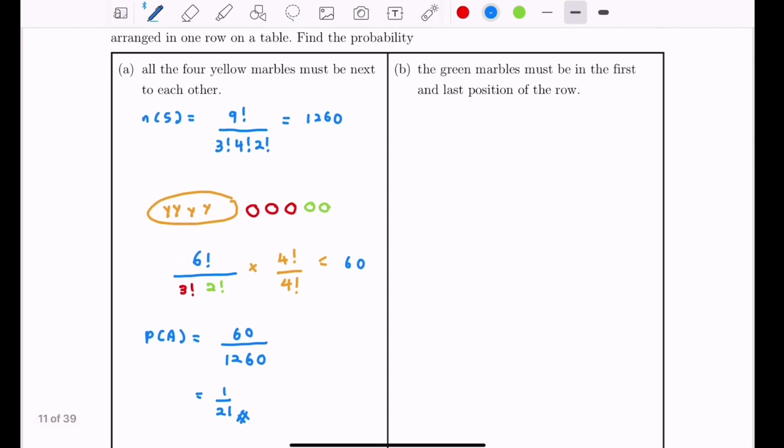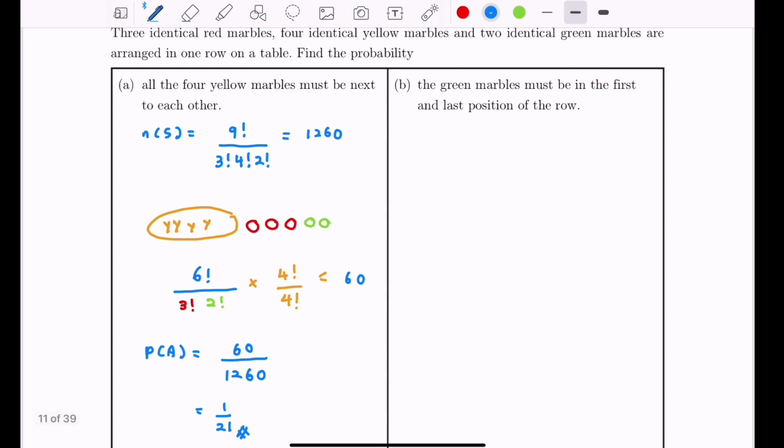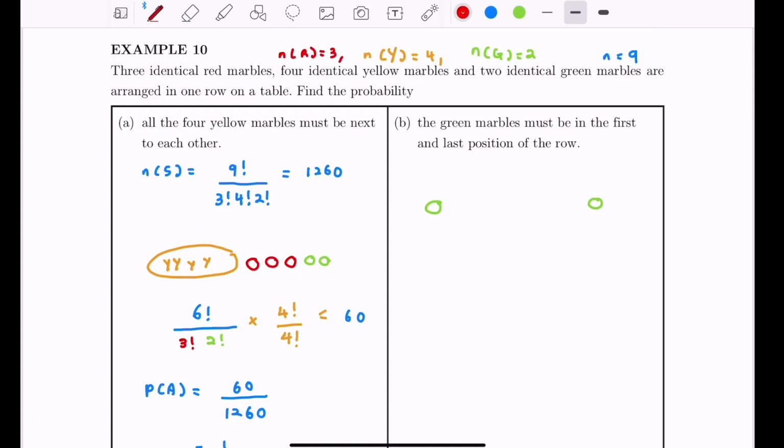So next, we have to arrange the marbles such that the green marbles must be in the first and the last position of the row. So there is a specific condition or specific location for the green marbles, the first position and the last position. So there is no green marbles left to arrange in between the first and the last position. So what's left is just 3 red marbles and 4 yellow marbles within the green marble.